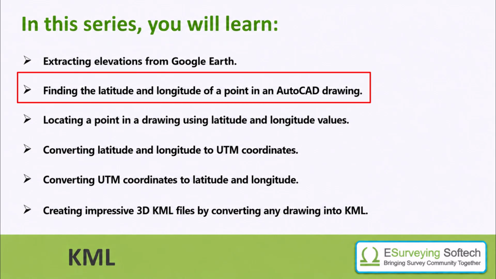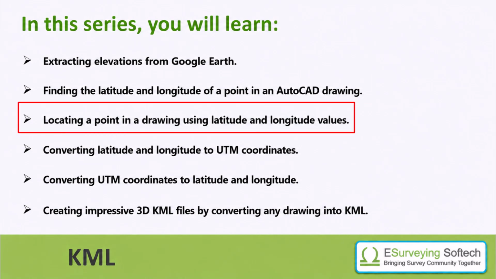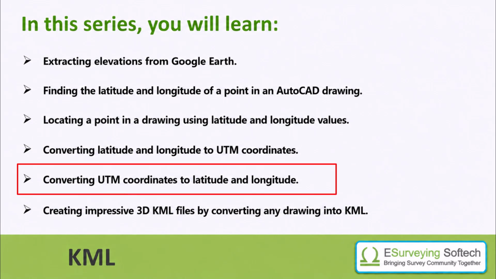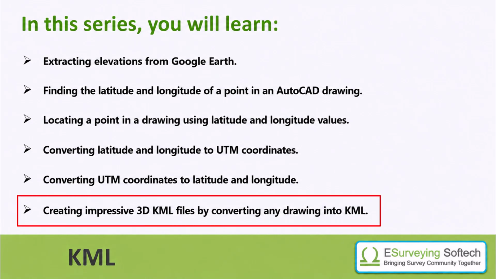Finding the latitude and longitude of a point in an AutoCAD drawing. Locating a point in a drawing using latitude and longitude values. Converting latitude and longitude to UTM coordinates. Converting UTM coordinates to latitude and longitude. Creating impressive 3D KML files by converting any drawing into KML.